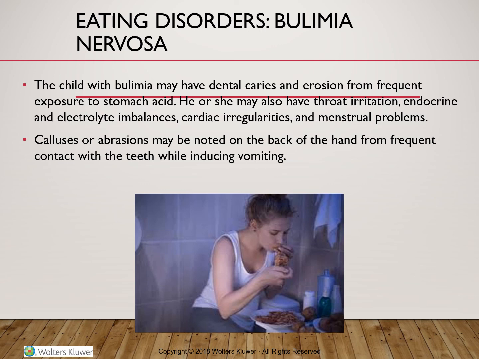There will be individuals with a lot of dental caries and erosion from the frequent exposure to stomach acid. They will have throat irritation. They may show endocrine and electrolyte imbalances that may lead to cardiac irregularities and menstrual problems. We may observe calluses or abrasions on the back of the hand from frequent contact with the teeth while inducing vomiting. They may show up with esophageal tears and acute gastric dilation. Hypokalemia is frequent in this type of patient because of the abuse of diuretics to prevent weight gain.